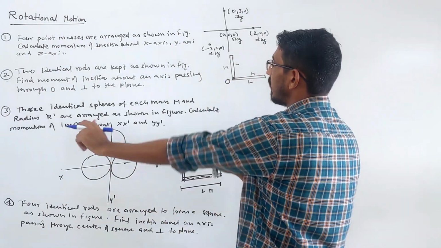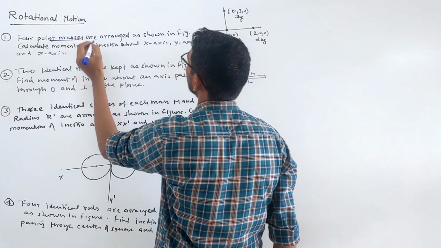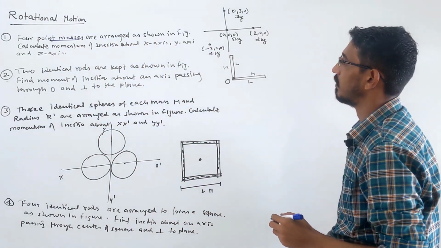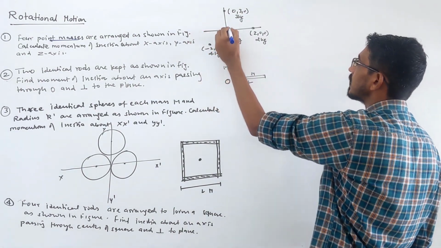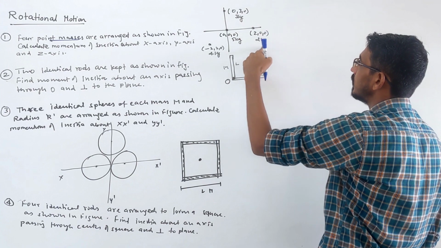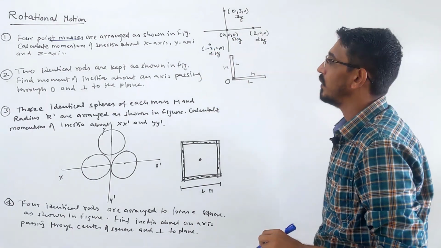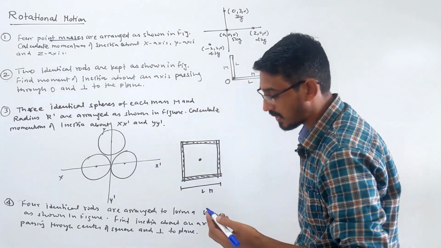So let's see these problems. First problem: there are 4 point masses arranged as shown in the figure. Calculate the moment of inertia about the x-axis, about the y-axis, and about the z-axis. You can see in this picture the coordinate system is given, and the 4 masses of 3 kg, 2 kg, 5 kg and 4 kg are arranged this way, and coordinates are given. We have to find the inertia about the x-axis, y-axis and z-axis. All 3 questions they are asking.